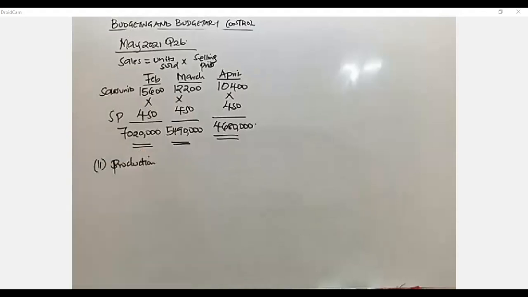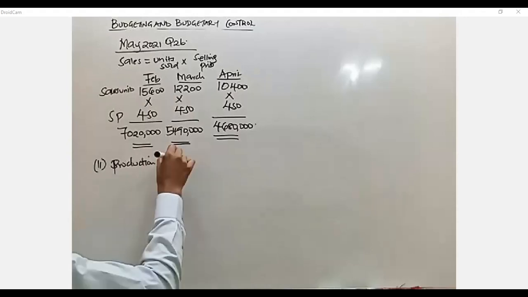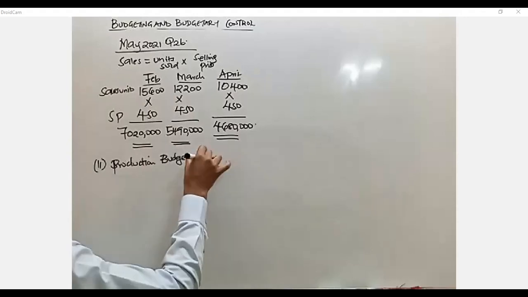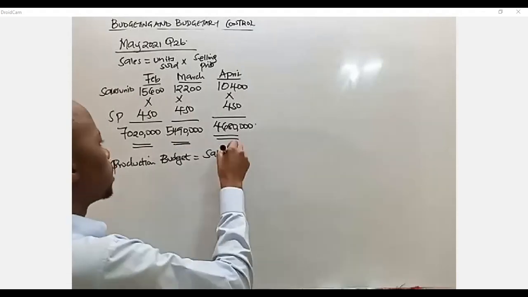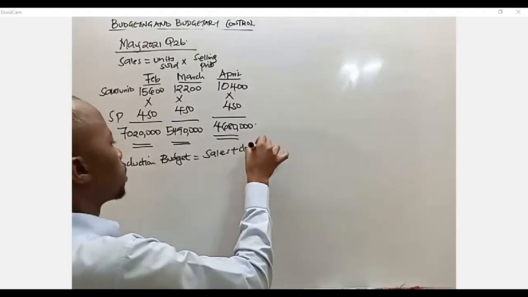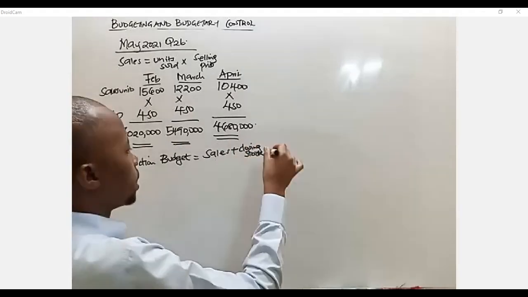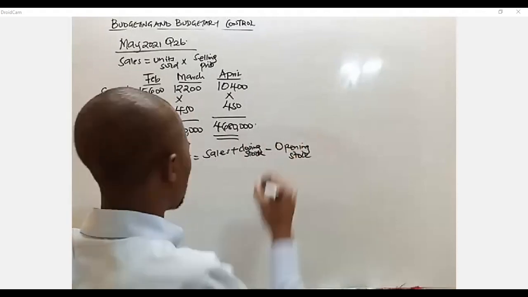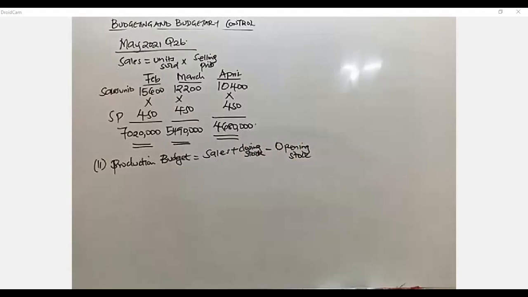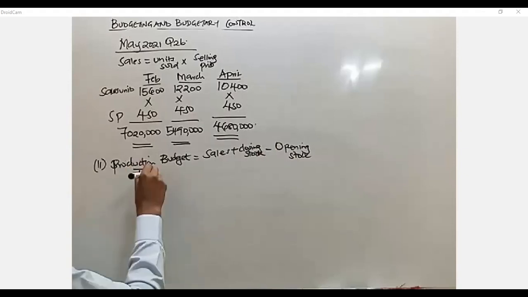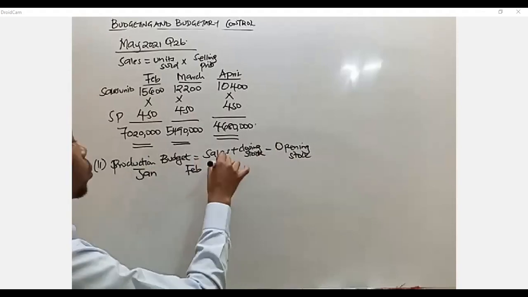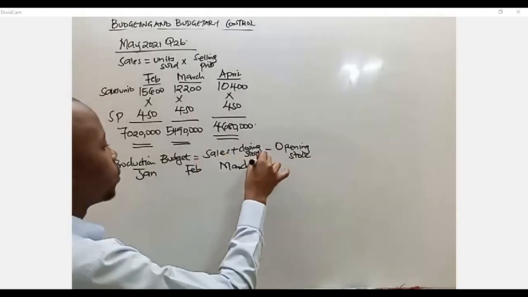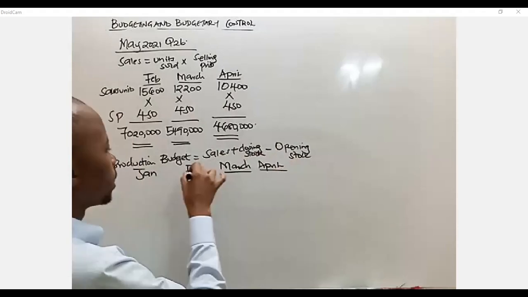He's asking you about the production budget. We said to get our production budgets, we need to be taking our sales plus closing stock minus opening stock, right? Minus the opening stock. So in this case, let us analyze the question, the full of it, and then we shall be able to trim as per the requirements of the examiner. So we have Jan, we have Feb, you have March, you have April. I think the question looks like that.